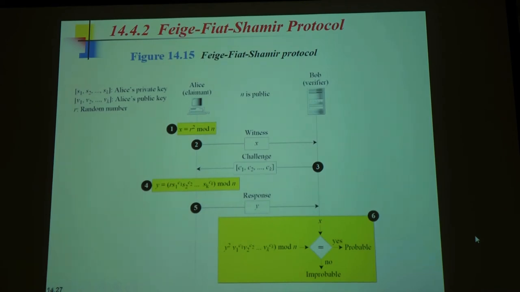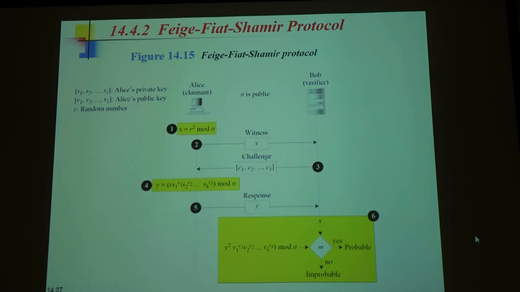And then after that, we have the Feige-Fiat-Shamir protocol. Right, so in here, same idea as the previous one, except it uses a vector of private keys. It's not one private key, it's a vector of private keys. Okay? So you'll have, for example, S1, S2, and so on, and these are Alice's private keys. Then it has the V's. The V's are Alice's public keys, and then the random number. So in here, we're dealing with kind of a matrix rather than one value.